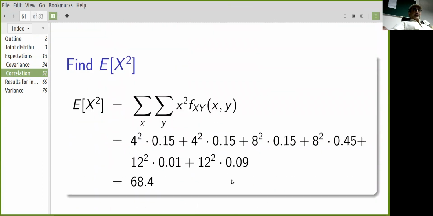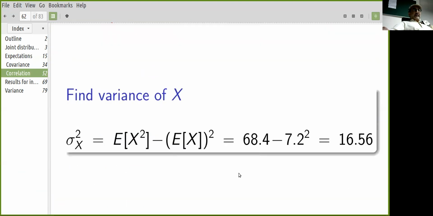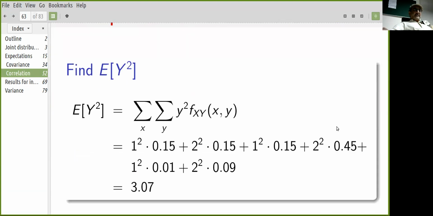Now, the expectation of x squared, we want, right? That's the summation over x and y of x squared times the PMF, and that gives you 68.4. The variance of x is sigma squared of x. That's the expectation of x squared minus the square of the expectation of x. We've calculated these before, and we get 16.56.